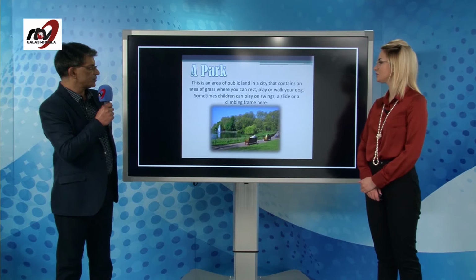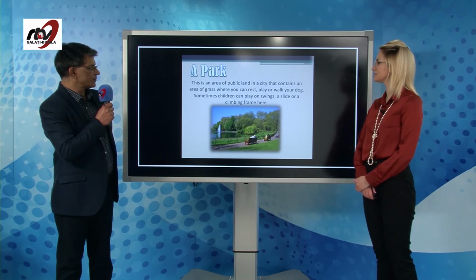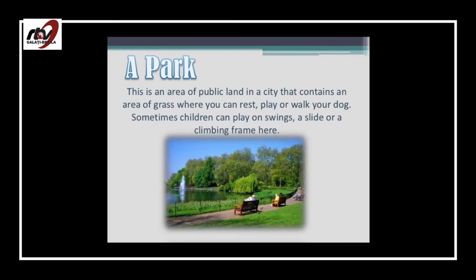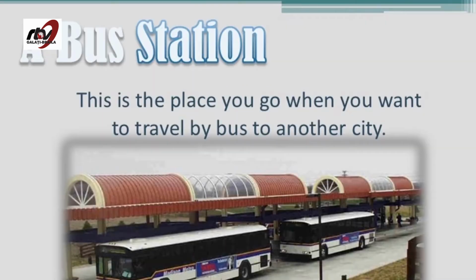The next one is a park. This is an area of public land in a city that contains an area of grass where you can rest, play or walk your dog. Sometimes children can play on swings, a slide or a climbing frame here. And a bus station. This is the place where you go when you want to travel by bus to another city.